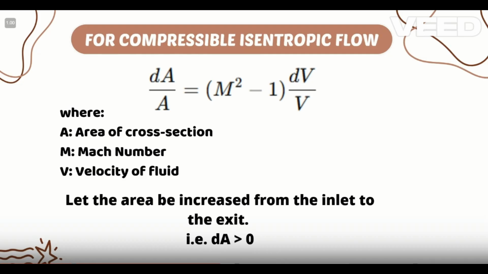So let the area be increased from inlet to exit, that is exit area is greater than inlet area, so dA is positive as we can see from the image. So we have various cases.